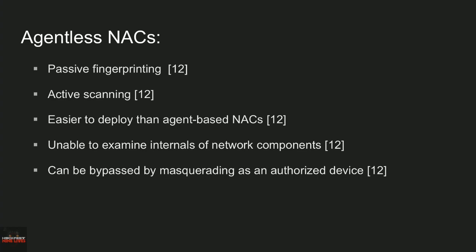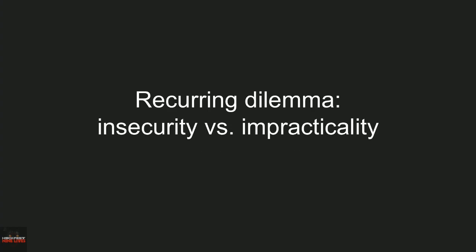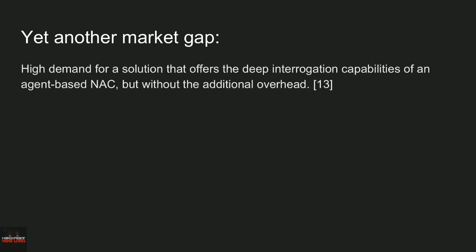On the other side of the spectrum, we have agentless NACs. They use purely external methods: passive fingerprinting, active scanning. They're a lot easier to deploy for these reasons, because they don't require you to install something on every network endpoint. Unfortunately, you're also unable to examine the internals of these devices, so you can bypass them simply by masquerading as an authorized device. So, once again, this leads us back to yet another iteration of this dilemma of insecurity versus impracticality, which in turn creates another market gap. There's huge demand for solutions that offer the deep interrogation capabilities of agent-based NACs, but don't have that additional overhead.